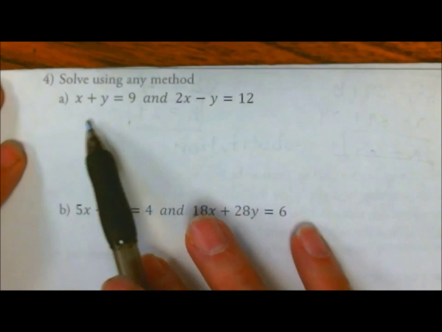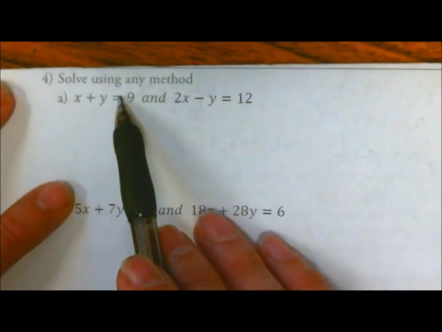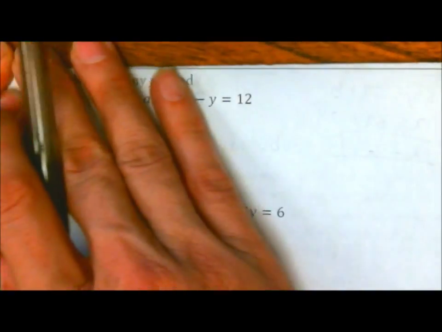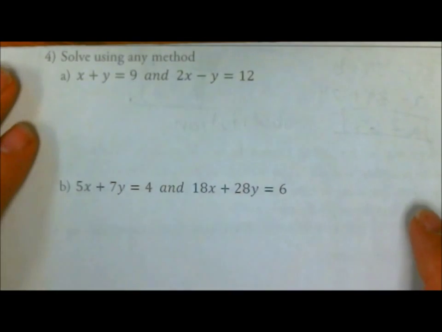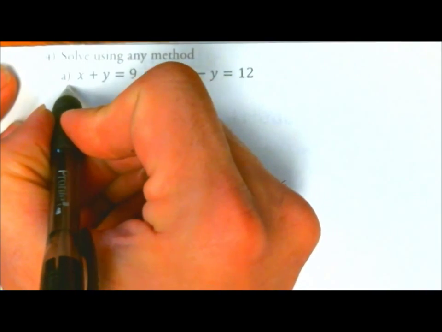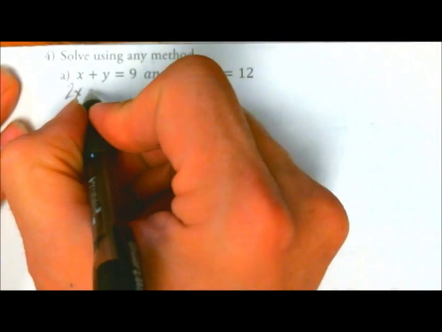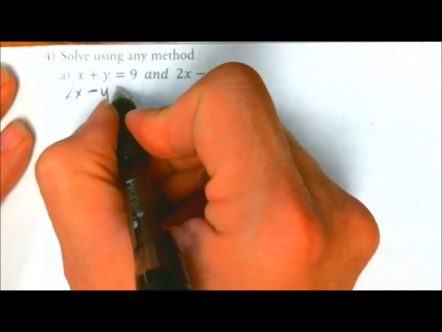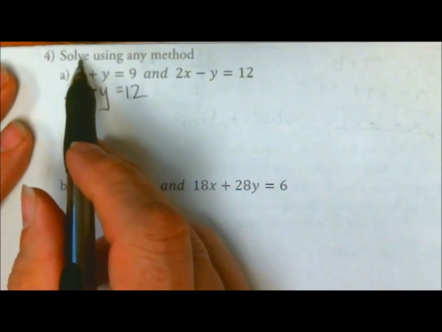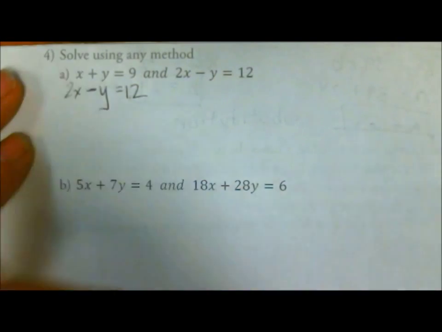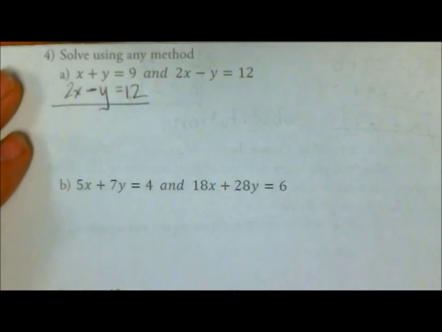Now, if you look closely at this system, you can see that this positive y and this negative y are opposites. So knowing that and seeing that, I'm going to solve this system of equations using the elimination method. I'm simply going to write 2x underneath the x, 2x minus y underneath the positive y, and 12 under here. So I lined up the x's, the y's, and the constants, the numbers.